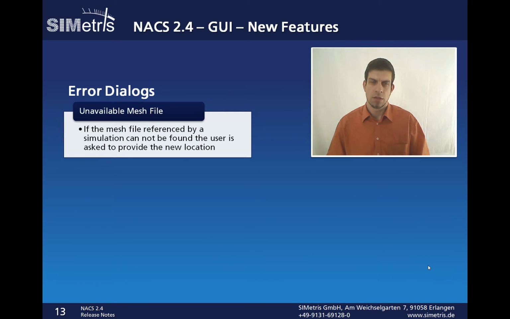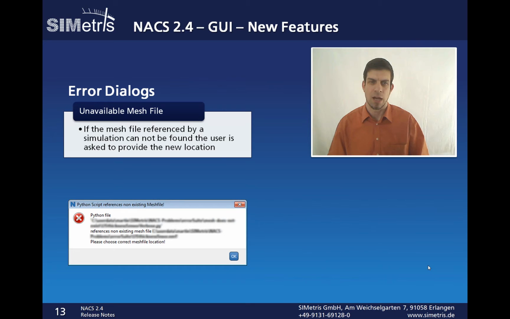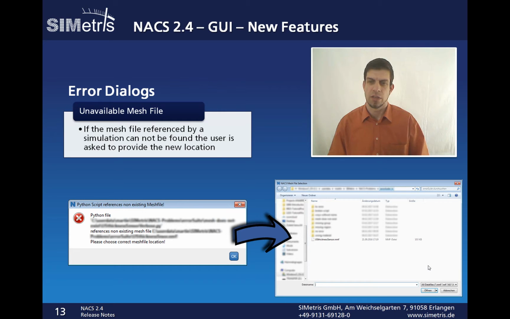We also improved the user interaction in terms of error dialogs. From time to time it might happen that you've got a simulation and you just moved your Python simulation file but forgot to also move the mesh file, or the mesh file isn't available anymore, and then the simulation could not be loaded. Now we introduced handling for those problems. That means we pre-parse your simulation script, and if we find out that the mesh file doesn't exist, then we allow the user to select the new mesh file location, and the simulation will be loaded in the graphical user interface.